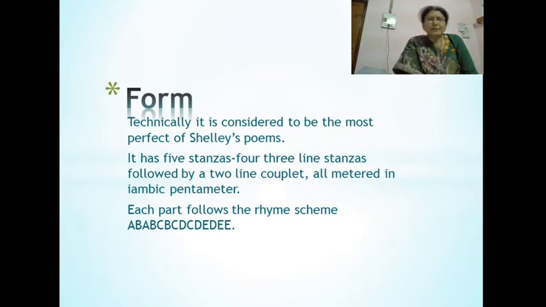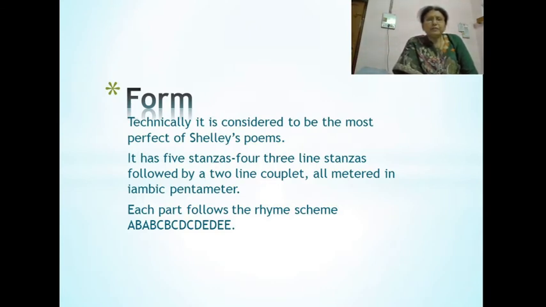It has 5 stanzas, as you've seen, all of 14 lines, that is, 3 tercets followed by a couplet. They are metered in iambic pentameter. If you go into the details of meter, you will find that they are in iambic pentameter.